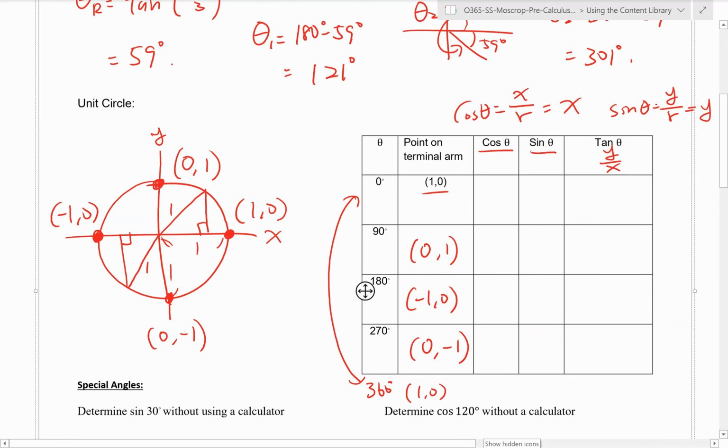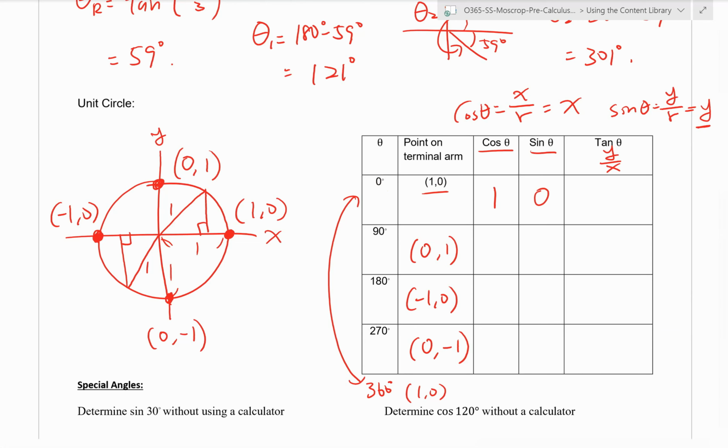So cosine theta is just the x coordinate of that point. At 0 degrees, the x value is 1. Sine theta is looking at the y value, and the y value at 0 degrees is 0. Simply that. You don't need to put it into a calculator, just refer to the unit circle. Tangent theta is y over x, so the y coordinate at 0 degrees is 0, and the x coordinate is 1. So this is simply 0.